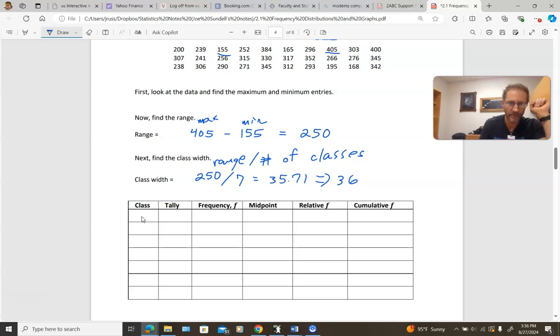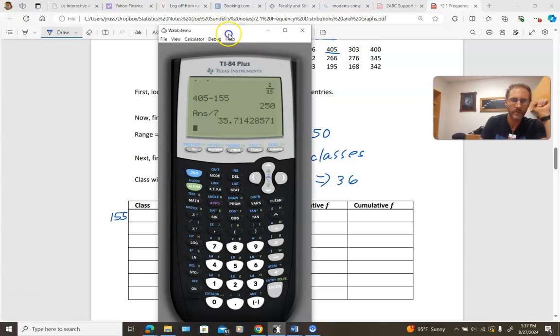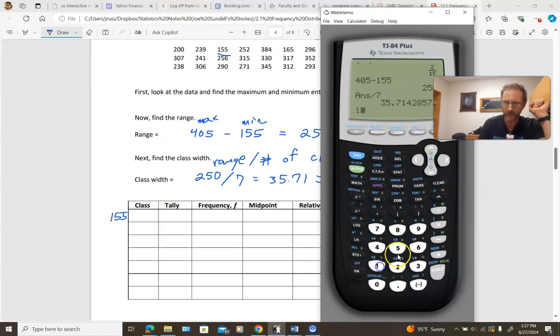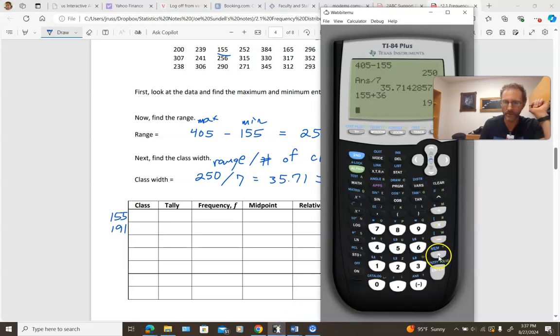So the lower limit is going to be 155, and then to find the lower limits of the following classes, we add 36. So we say 155 plus 36, and the lower limit of our next one is 191. Then we add 36 again. So you just keep doing this.